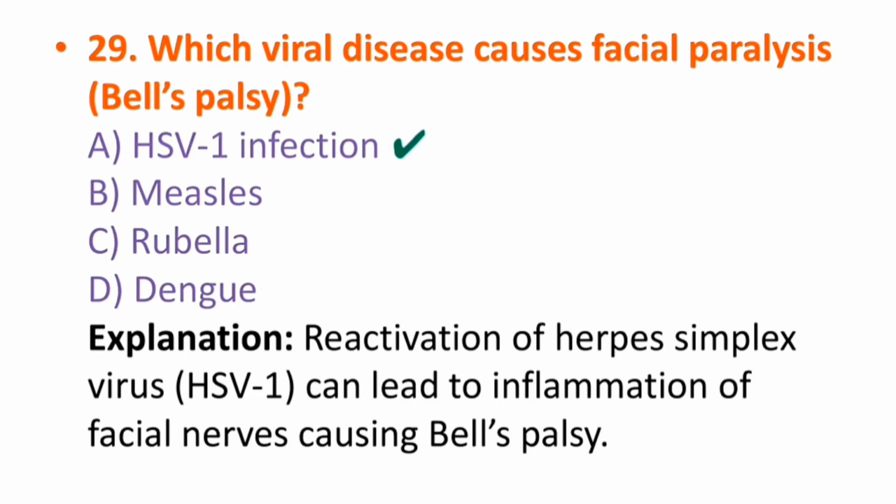dermatomes. Which viral disease causes facial paralysis, Bell's palsy? Option A HSV1 infection, option B measles, option C rubella, option D dengue. The correct answer is option A HSV1 infection. Reactivation of herpes simplex virus can lead to inflammation of facial nerves, causing Bell's palsy.